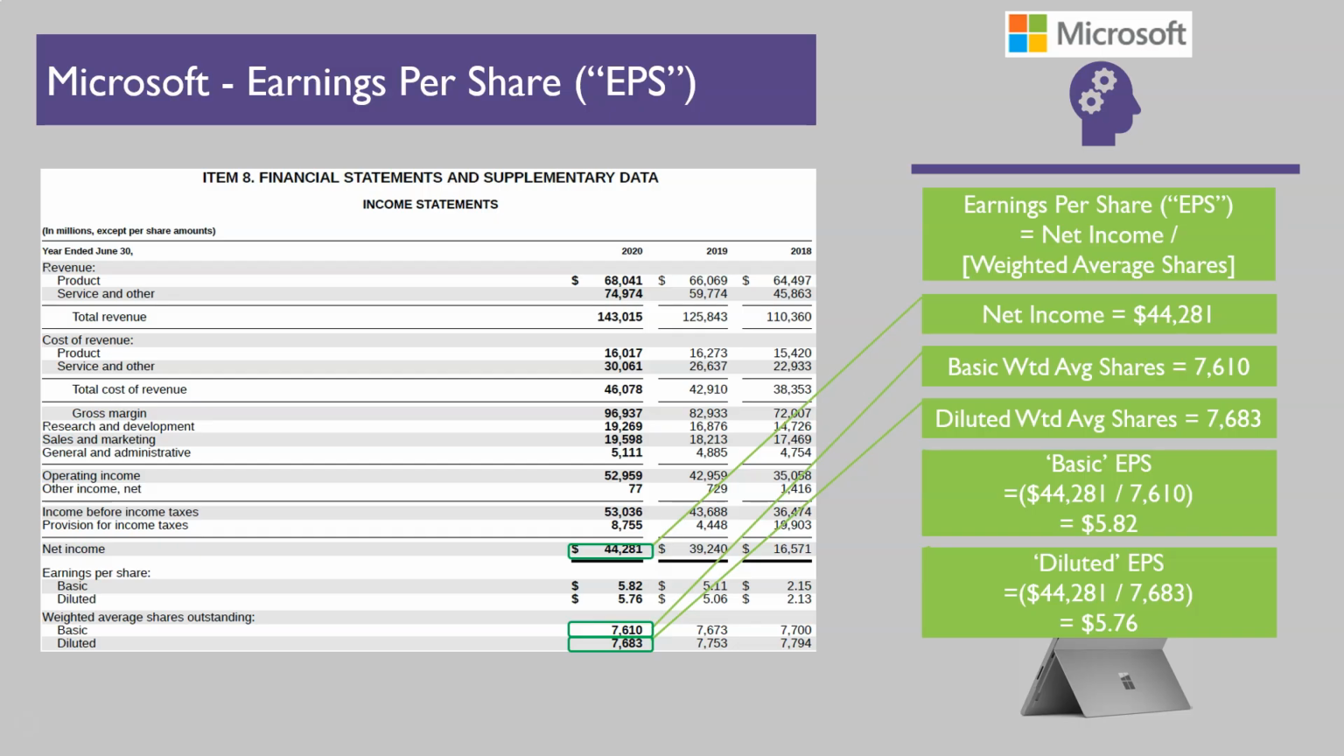So what does this mean and how does it compare to Apple? This tells us that Microsoft generates around $5.76 of diluted earnings per share. As compared to Apple that we saw in the earlier slide, we can see that for each share, Microsoft is able to generate more earnings per share as compared to Apple.